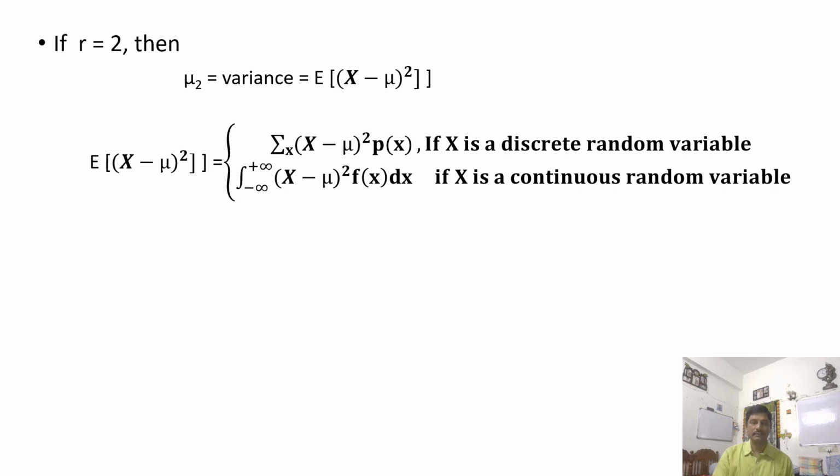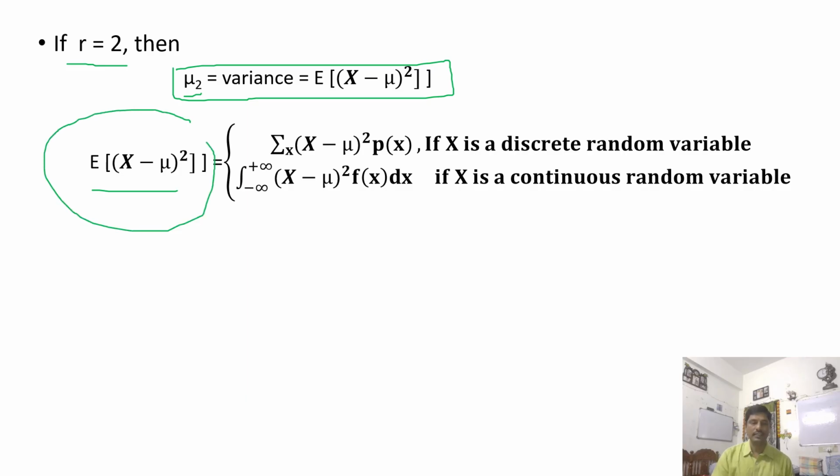So there is a special case. If r is equal to 2, this expectation is said to be the variance. We denote it as mu 2. So in the previous case, about the mean, if r is equal to 2, this is called the variance. So E of x minus mu whole square equals the sum of x minus mu whole square into P of x, if x is a discrete random variable, and the integral from minus infinity to infinity of x minus mu whole square into f of x into dx, if x is a continuous random variable. We will discuss more about variance in the next slides.